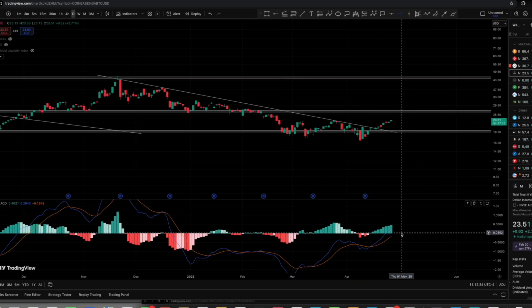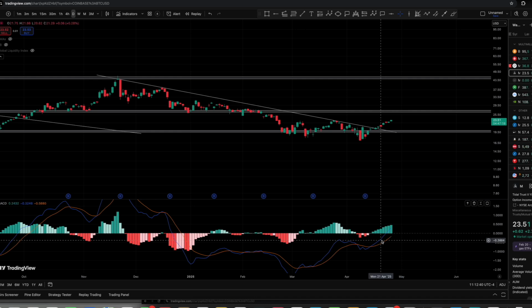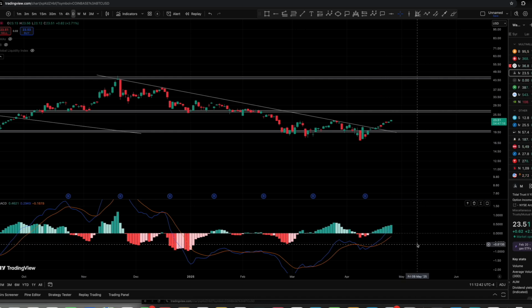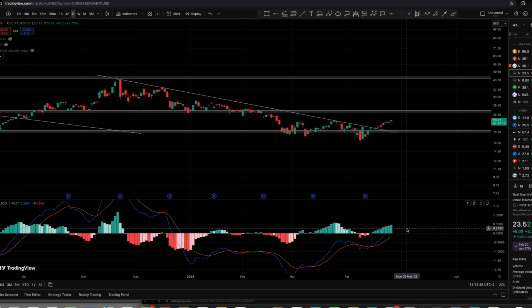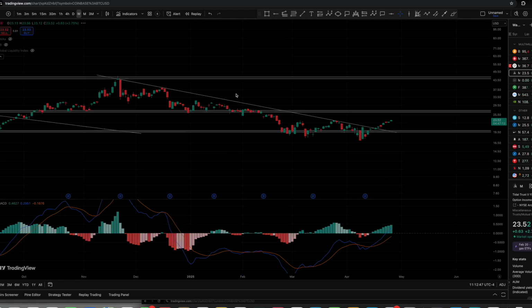On the MACD, we're looking very good. We're just breaking back into the bullish territory, the positive territory. We're getting our steady stair step up, and the blue line has broken this gray dotted line here at the 0 point. So it's a very bullish sign. We love to see that.